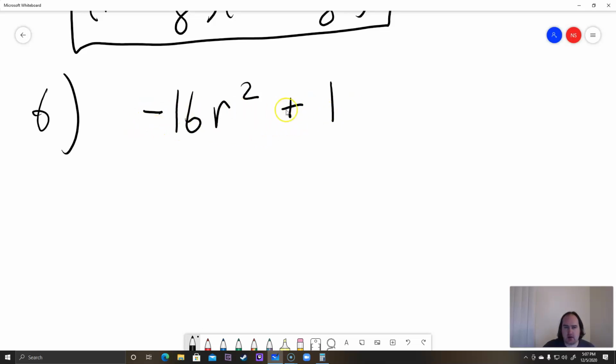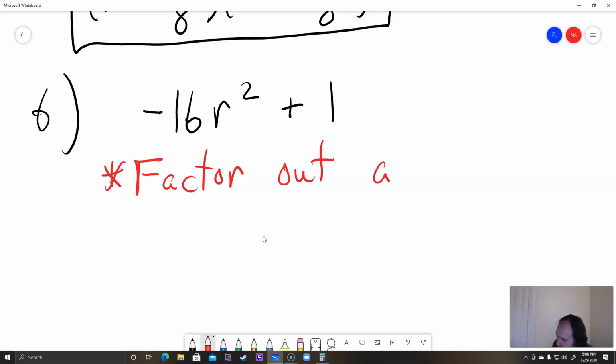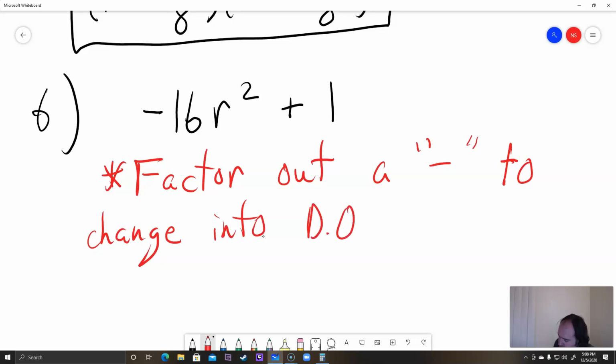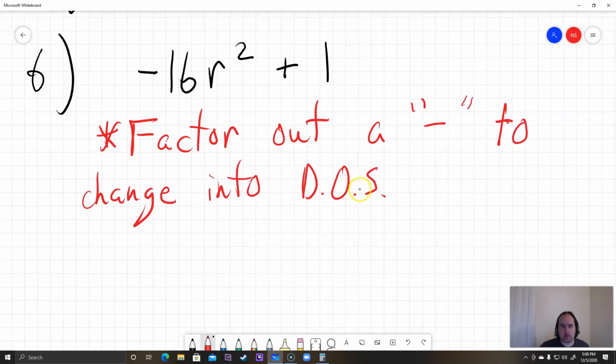So the trick is, because these are opposite signs, they're not the same sign, we're going to factor out a minus first. Okay, so that's the trick here. Factor out a minus to change into the difference of squares. Because the problem is, the way it's written is you're adding instead of subtracting. But because this term has a minus, we can factor out a minus from the whole thing, and then we're going to have a plus and then a minus there, and then we'll be able to write it as a difference of squares.